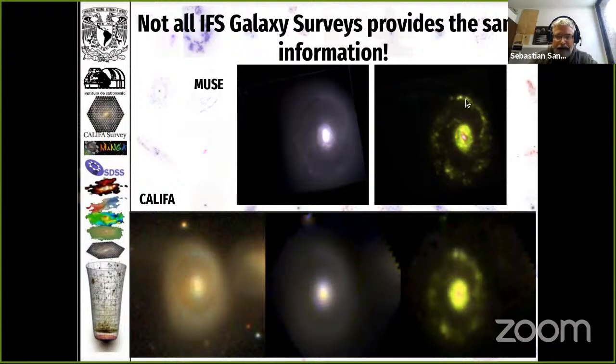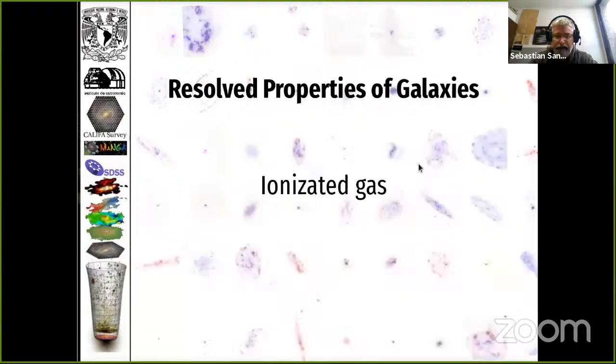And the distinction between the different clumps associated with star formation is totally blurred or partially blurred in the CALIFA data, and it's more evident in MUSE. So take a lot of care when you make these kinds of comparisons. So I'm going to jump now to the properties of galaxies, first putting emphasis on the ionized gas.